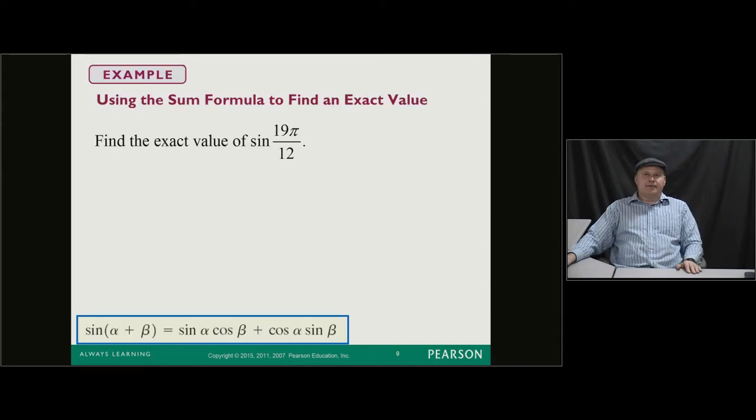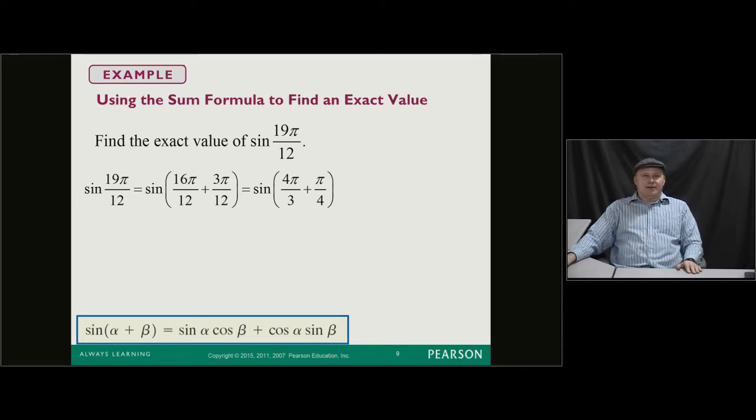All right, let's look at an example. We're going to use the sum formula to find the exact value, kind of like what we did with cosine. We're going to do this one with a sine this time. So sine of 19 pi over 12. Now 19 pi over 12 is the same thing as 16 pi over 12 plus 3 pi over 12. Now 16 pi over 12 reduces to 4 pi over 3, and pi over 4 is 3 pi over 12 reduced. And if you remember, 4 pi over 3 is a special angle because the reference angle is pi over 3. And pi over 4, of course, is a special angle.